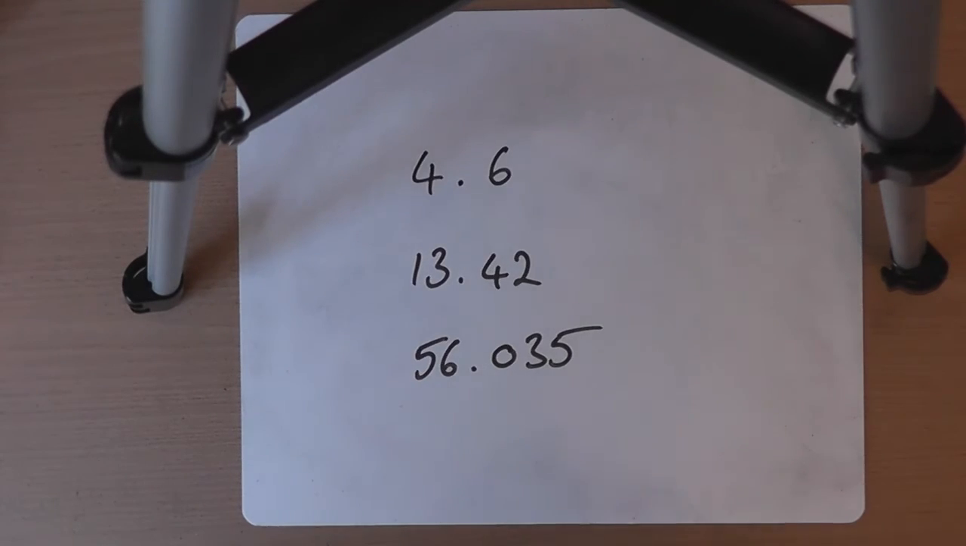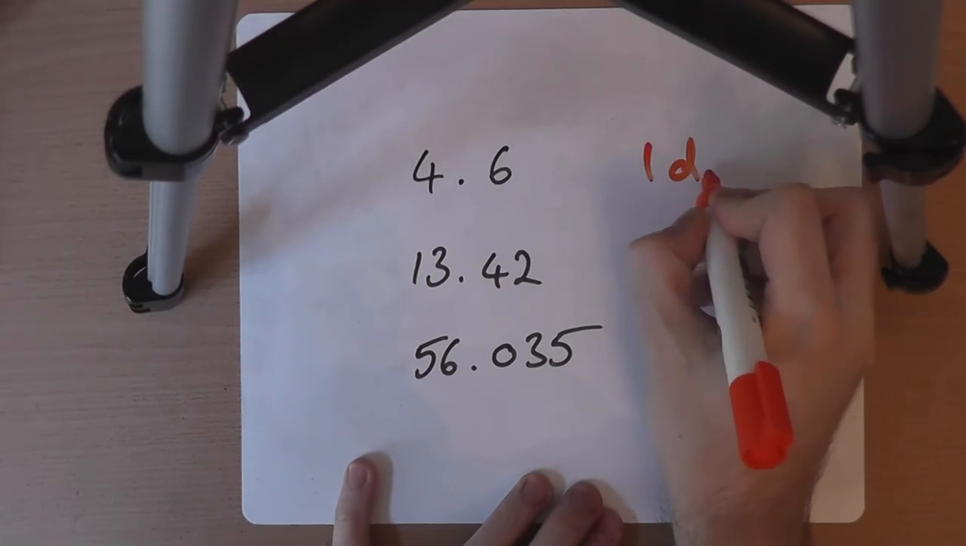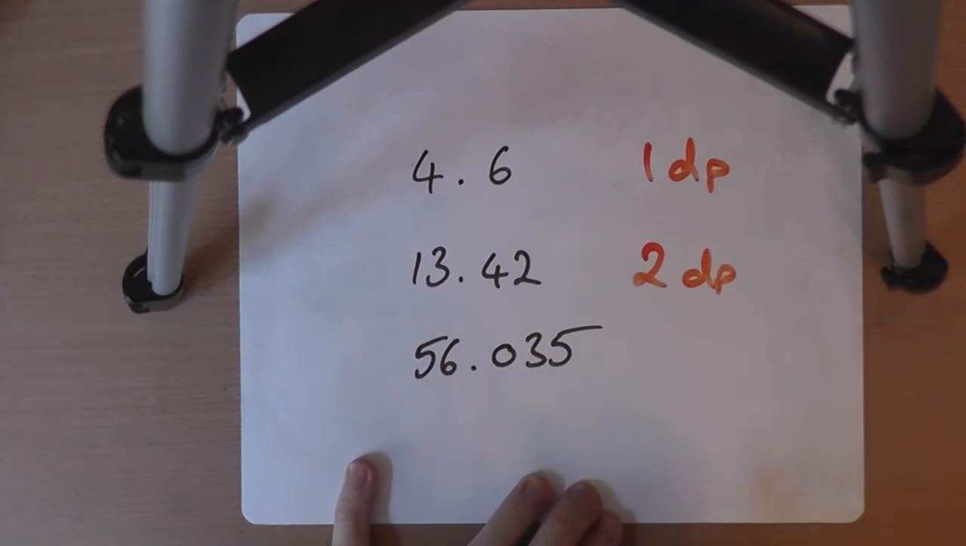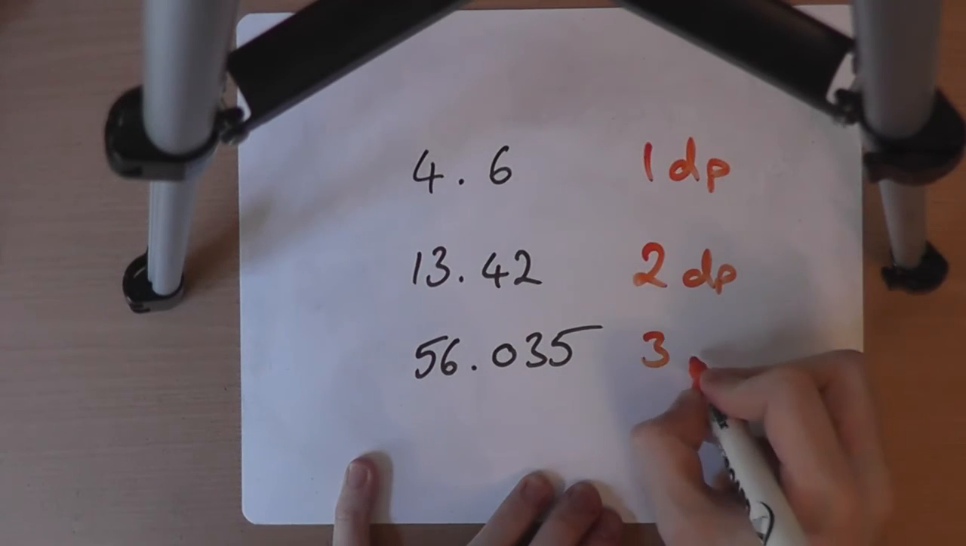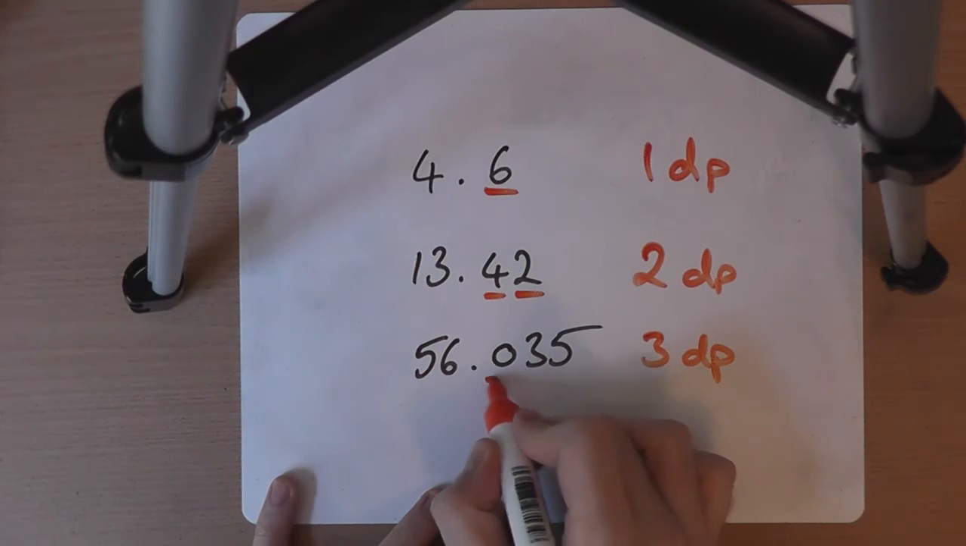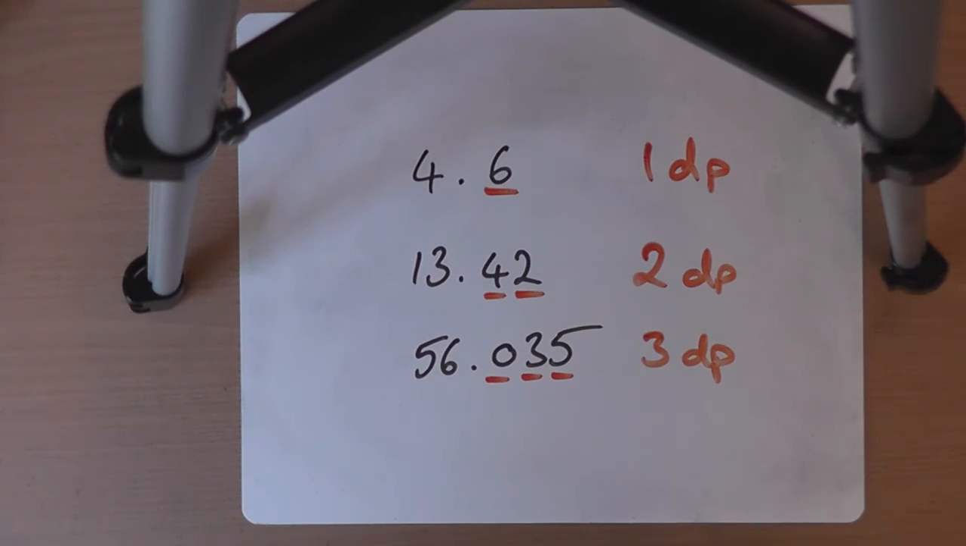Take these numbers for example. 4.6 is a number given to 1 decimal place. 13.42 is a number given to 2 decimal places, and 56.035 is a number given to 3 decimal places. Decimal places are just the number of digits after the decimal point. So 1 decimal place means we have 1 digit after the decimal point. 2 decimal places means we have 2 digits after the decimal point, and 3 decimal places means we have 3 digits after the decimal point. Doesn't matter what's in front. Decimal places is the number of digits after the decimal point.